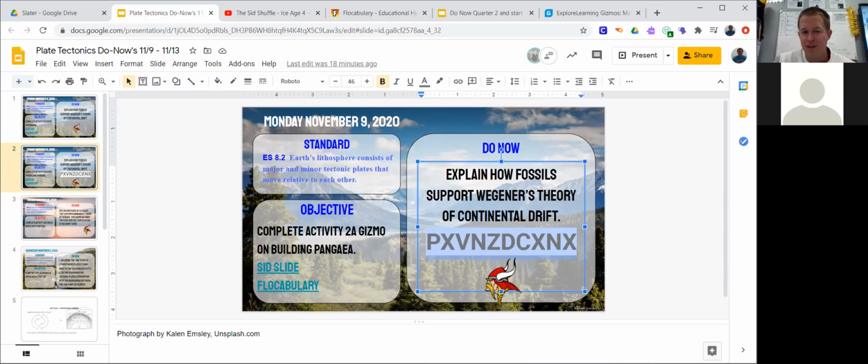Today, you're going to be completing activity 2A, which is a gizmo called Building Pangaea. So the do now question is explain how fossils support Wegener's theory of continental drift. So how does Alfred Wegener's theory of continental drift, how is that supported by fossils? So think about what his theory is. His theory is that the continents are moving and that at once they were all together making Pangaea. So how do fossils support his theory?